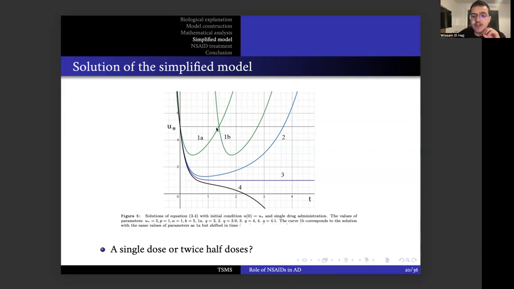And when it reaches the value of 5 again, I will count the return time. This point here is the return time. So how much time does the solution need after the drug to come back to the initial condition? This is the return time. The return time for the curve 1A in green is around 1.5 days. However, for the curve in blue, it's around 3.5.